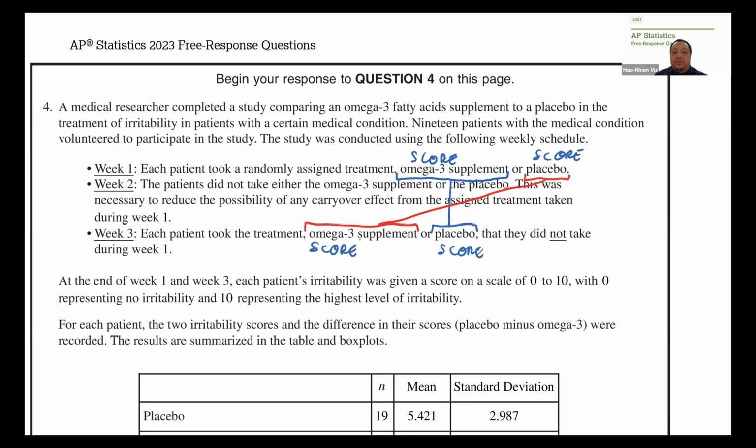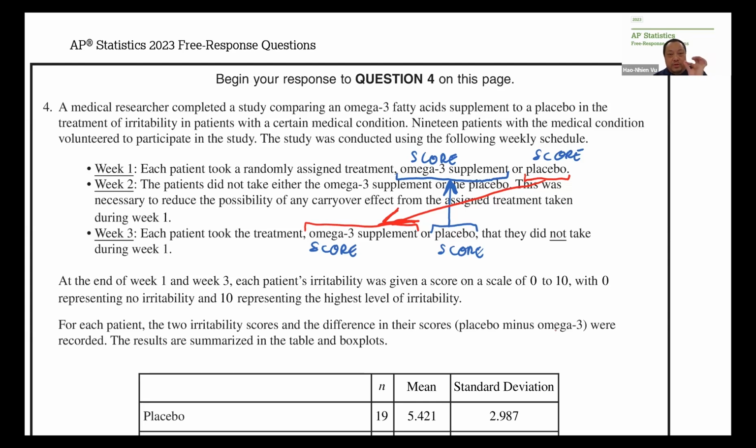The score is 0 is good and 10 is bad. For each patient, there are the two irritability scores and the difference in their scores, placebo minus omega-3. So it's always placebo minus omega-3. For the blue people, it's subtracted this way, and for the red people, it's subtracted that way. Always placebo minus omega-3. What does this difference mean?